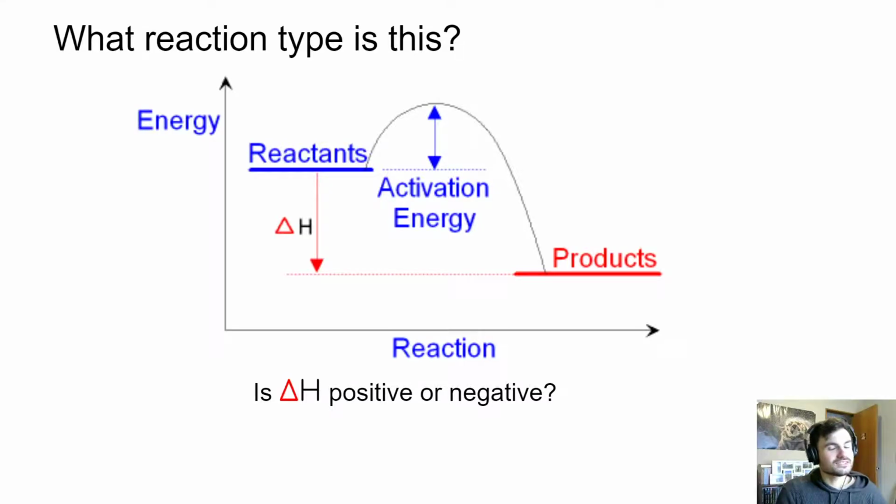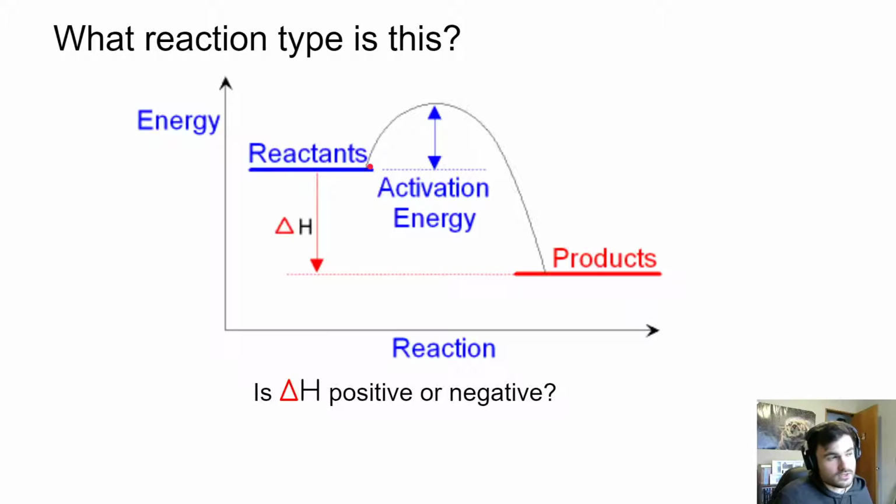So, going back to ΔH, we learned this last year. We saw exothermic and endothermic reactions. I'll give you a couple seconds to think about what type of reaction this is. We start off our reactants with high amounts of energy. They have to cross over a low activation energy barrier, and then they're going to go down to the products, which have a lower amount of energy.